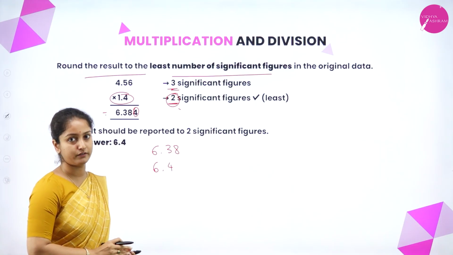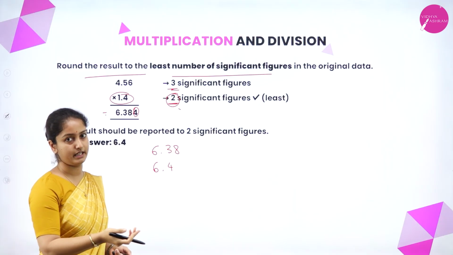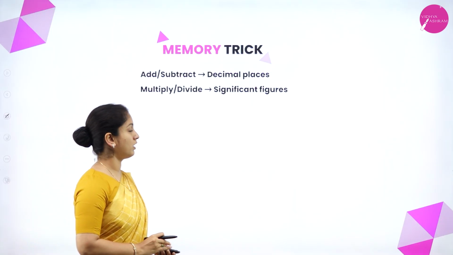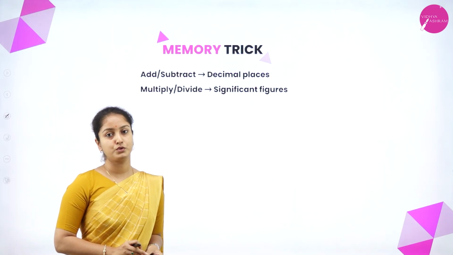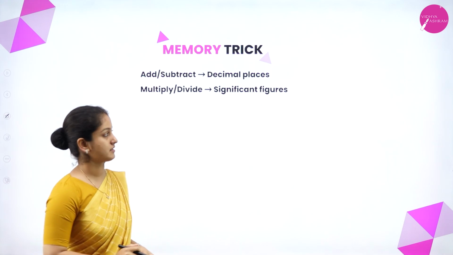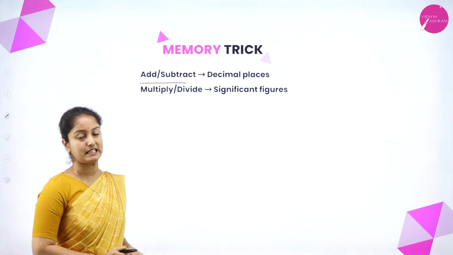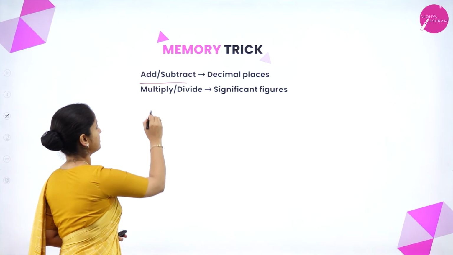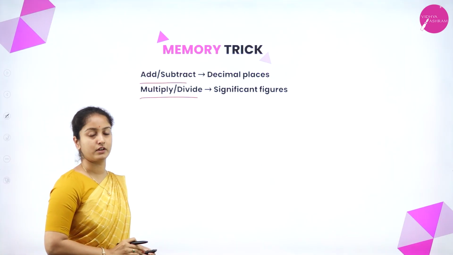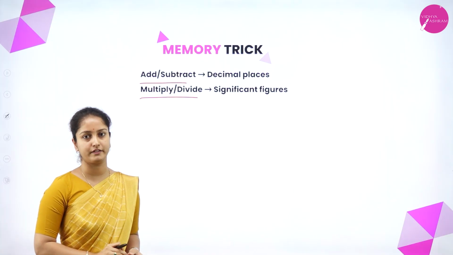Now how to round off the numbers, that we'll see next. Here is a memory trick for you all to remember how to operate on significant figures. Remember, when you add or subtract, you have to check for the least decimal places. For multiplication and division, you have to check for the least significant figures.